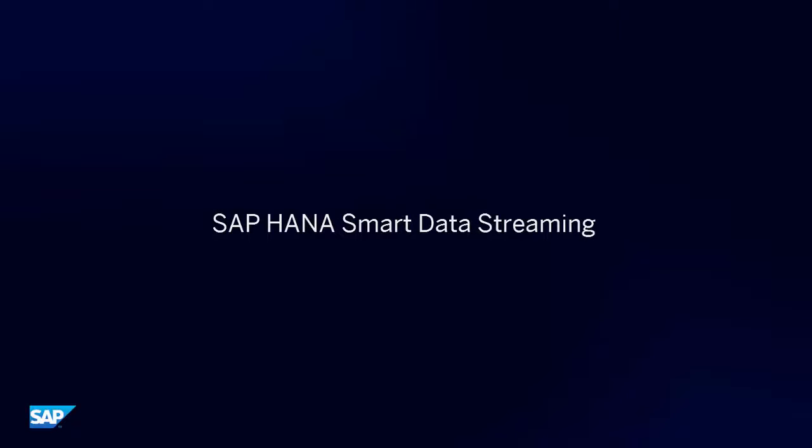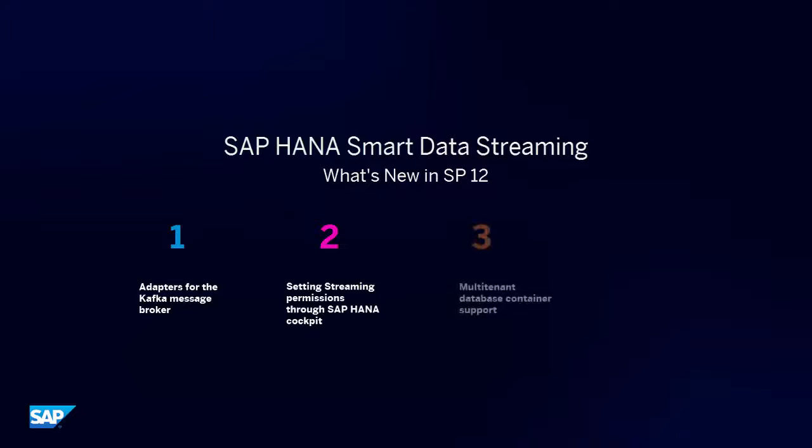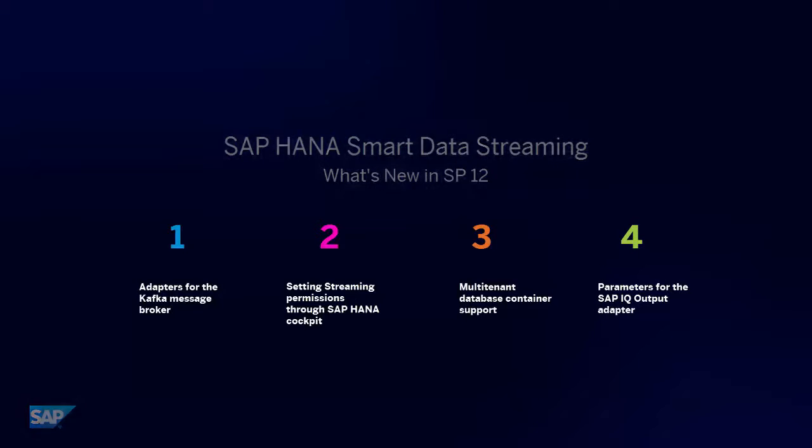Here's a look at the new and changed functionality in SAP HANA Smart Data Streaming for the SP12 release. Adapters for the Kafka message broker, setting streaming permissions through SAP HANA cockpit, multi-tenant database container support, and performance boosting parameters for the SAP IQ output adapter.